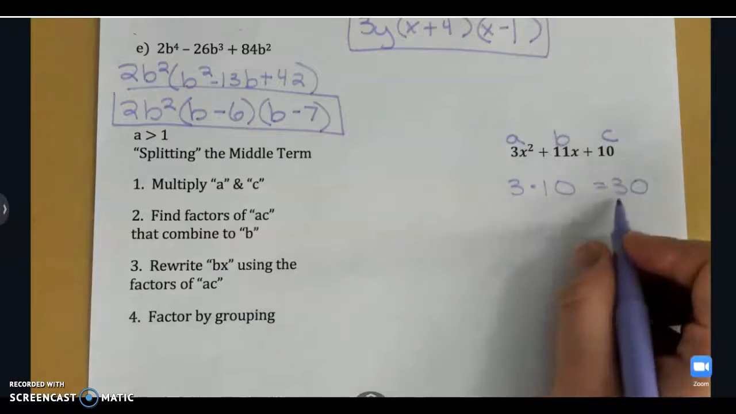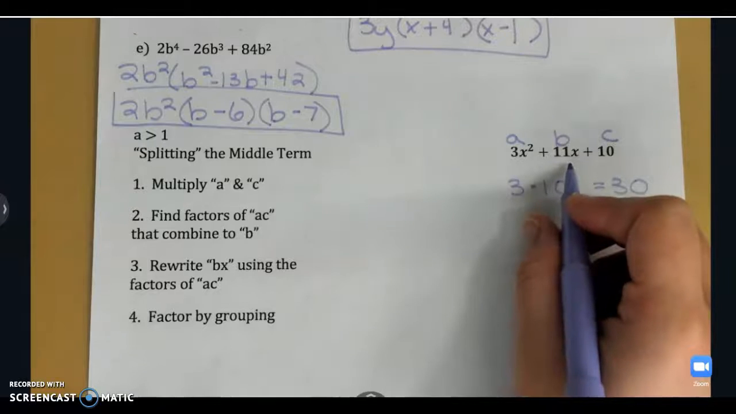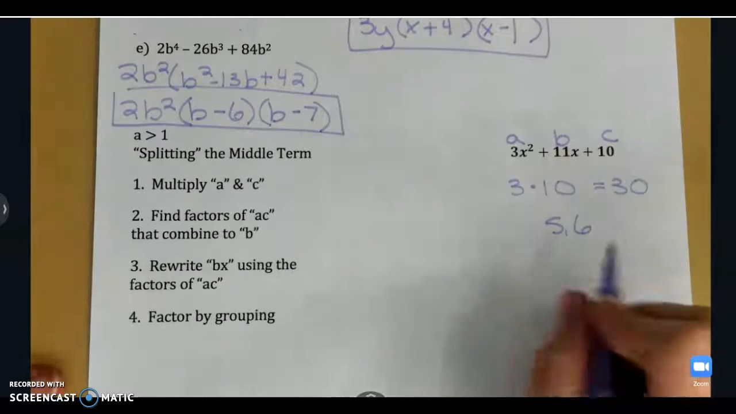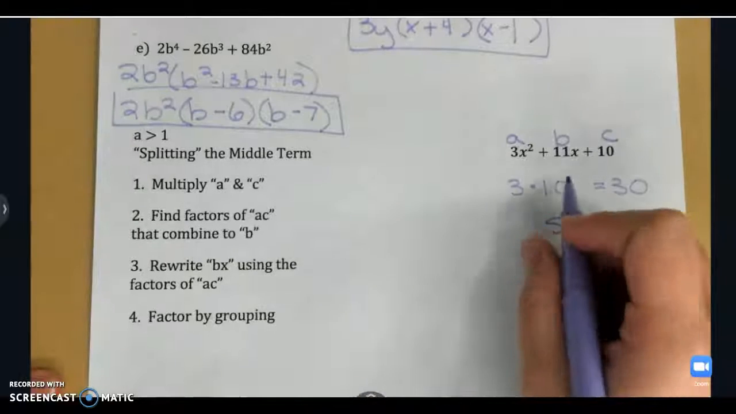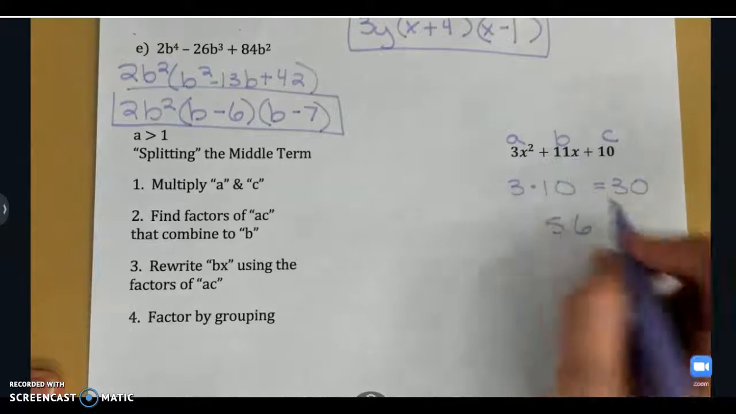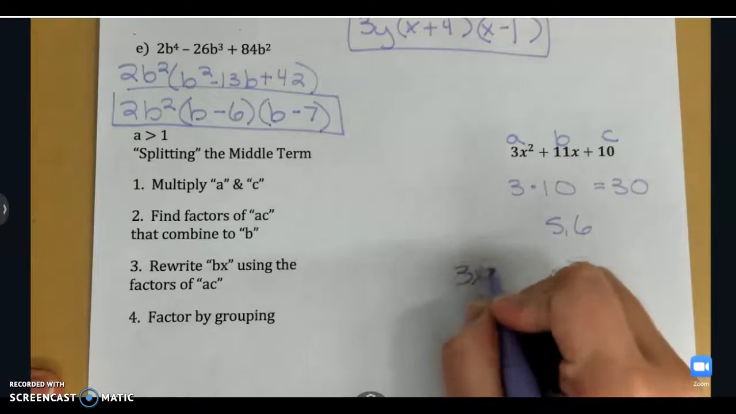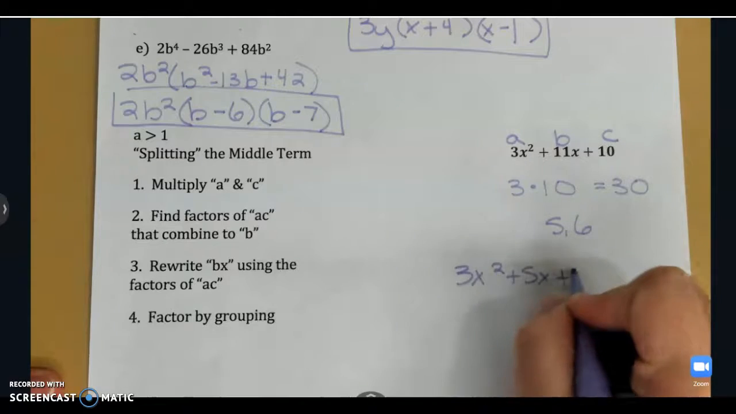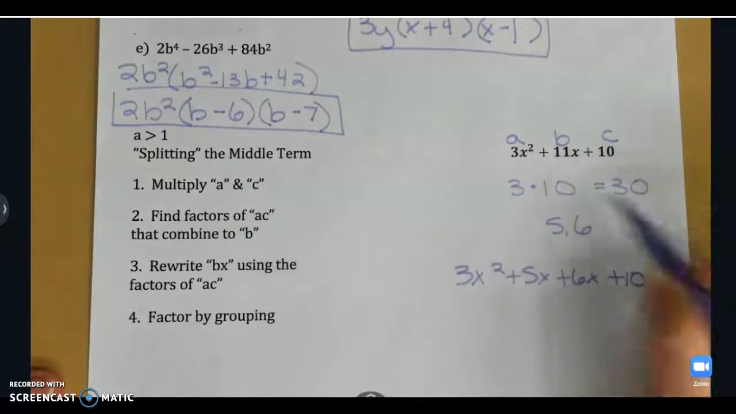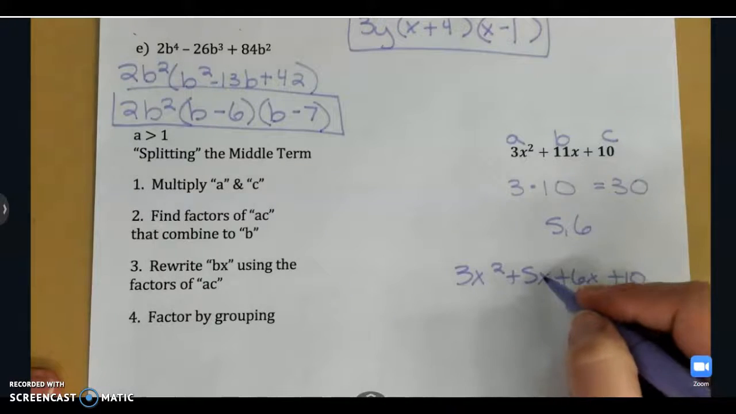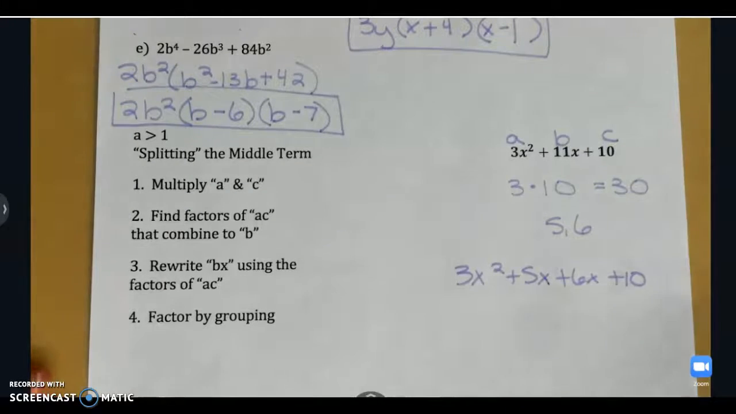Then I'm going to look for factors of 30 that add to my middle term b, 11. And that would be 5 and 6. So I'm going to rewrite my expression having separated that middle term back into 5x and 6x. So I've got 3x squared plus 5x plus 6x plus 10. So I split that middle term 11x back into what we had combined our like terms with when we FOILed.